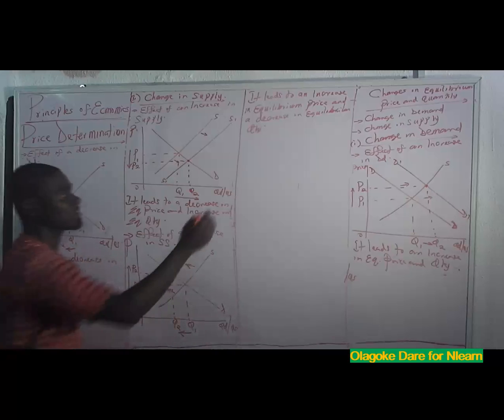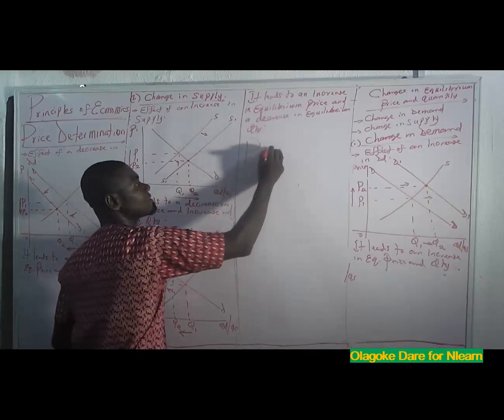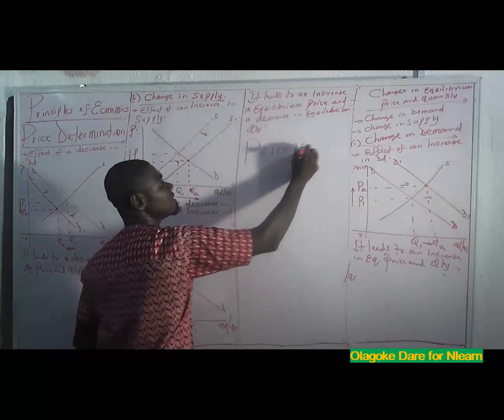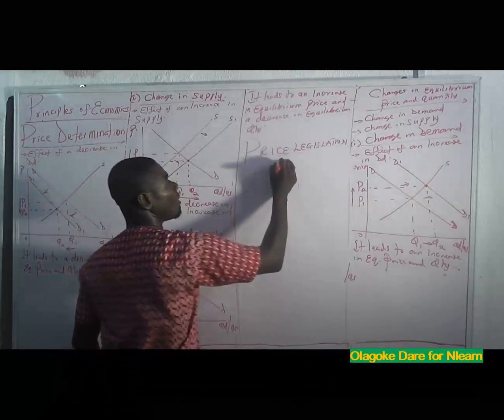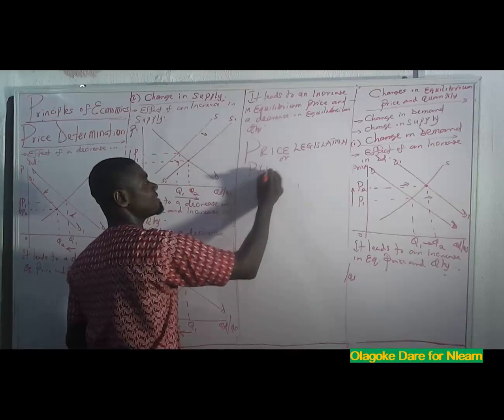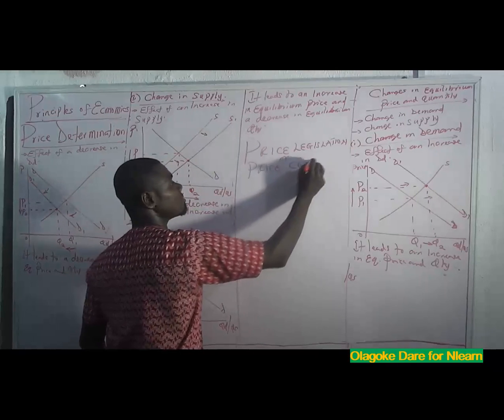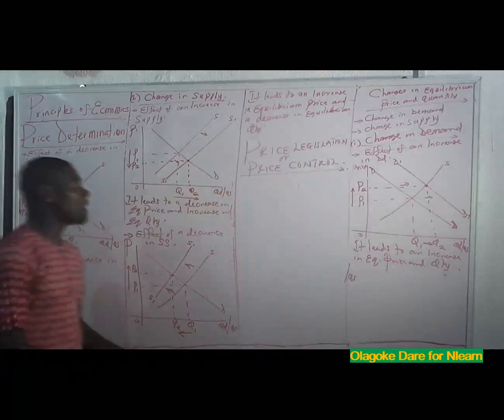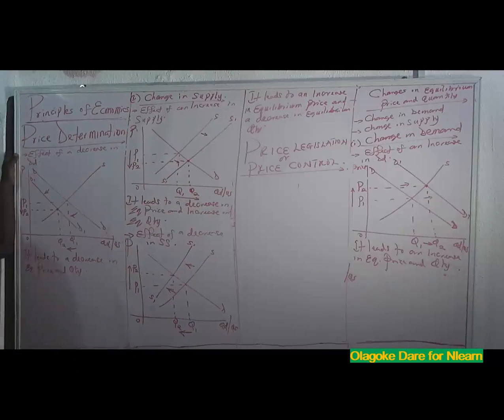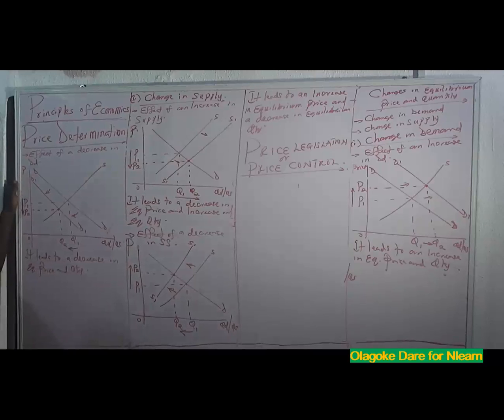Now let's look at price control. Price legislation, or what we call price control. Now, what we just finished is price determination, which involves the relationship between demand curve and supply curve to determine equilibrium price and quantity.